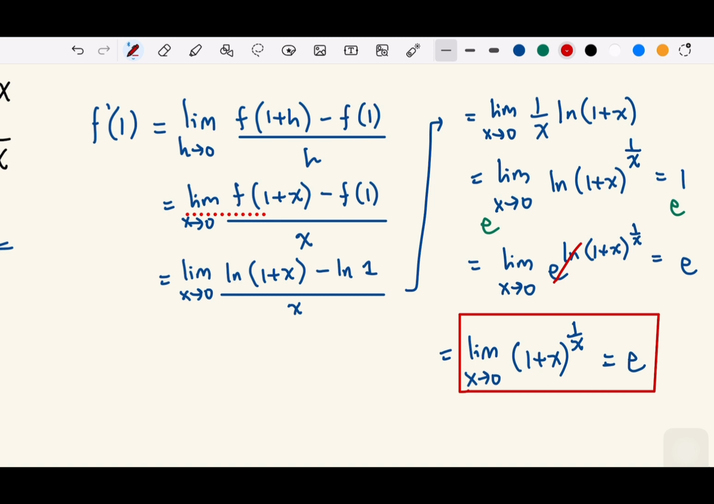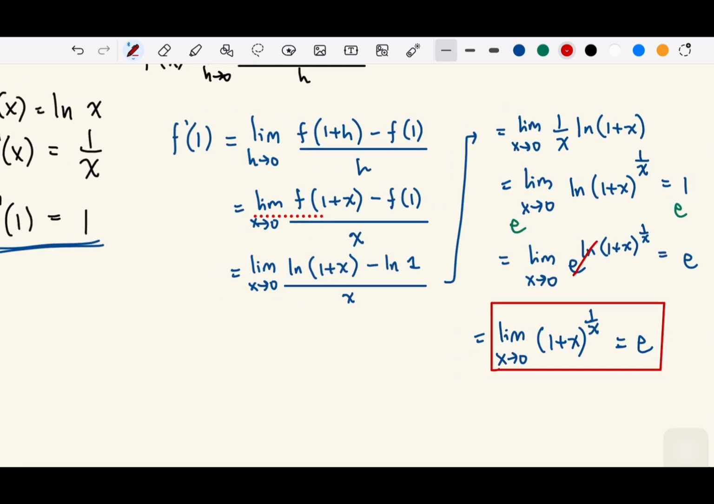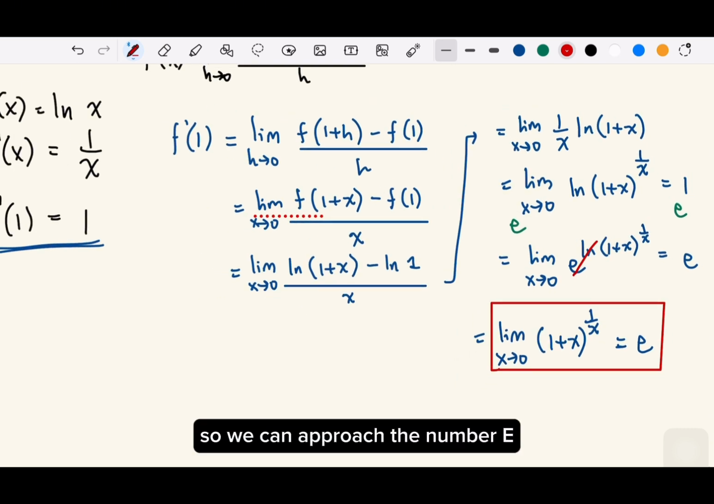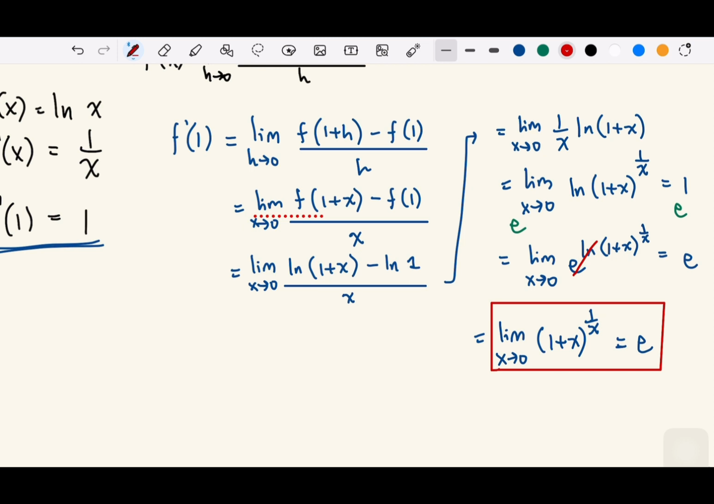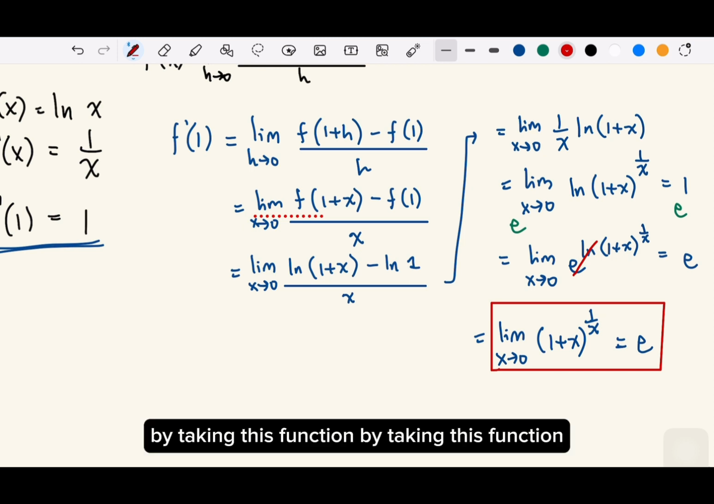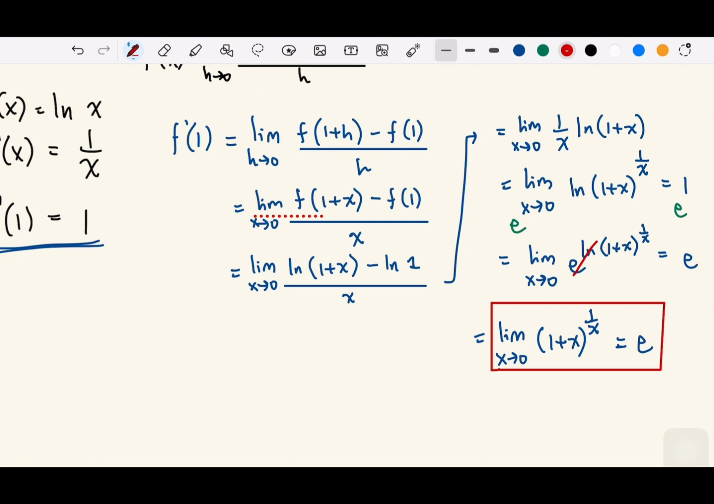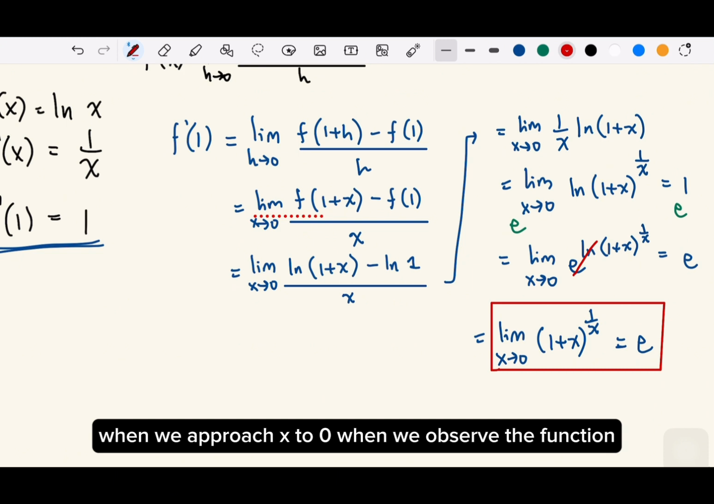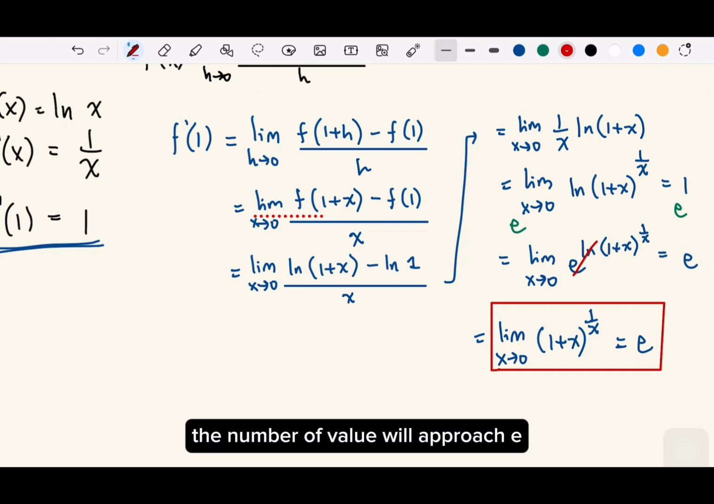Okay. So we can approach the number e by taking this function, and then observe when x is approaching 0. When we approach x to 0, when we observe the function, the value will approach e.